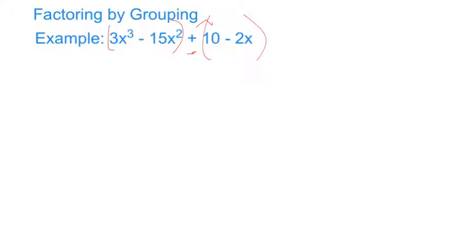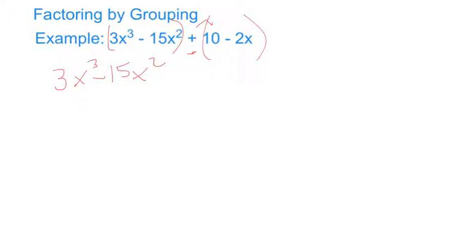Okay, so I've created two groups. So I've got 3x cubed minus 15x squared. I'm going to look at that one alone first. What common factors do you see between the numbers there? Troy? 3. Is that the GCF? For the numbers at least? Yeah, for the numbers, yes.